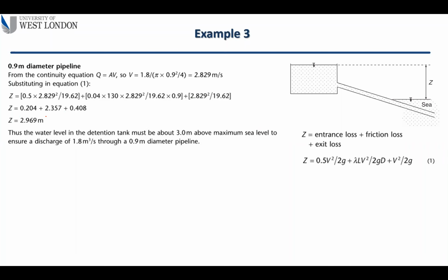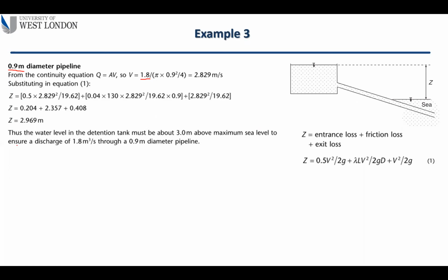So the result of these 3 terms together is equal to 2.969 meters. Almost we can say 3 meters. So if you have a diameter of 0.9 meters, less than 1 meter, you can intuitively imagine we need to have the water surface around 3 meters above the maximum sea level. If you have that, you will make sure that the flow discharge of 1.8 cubic meters per second will be guaranteed and will happen. So we have that with this kind of diameter.